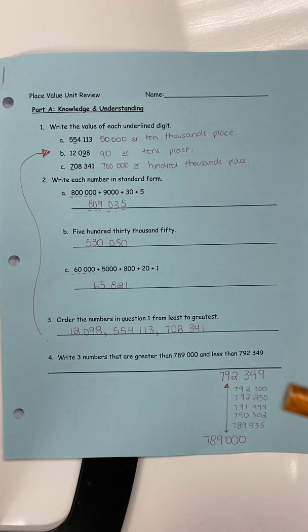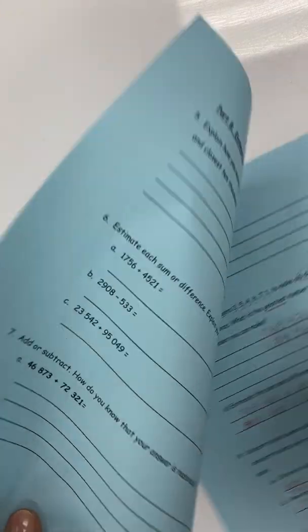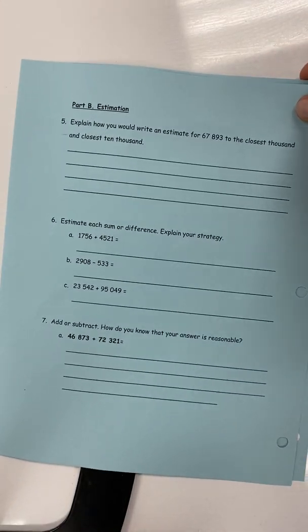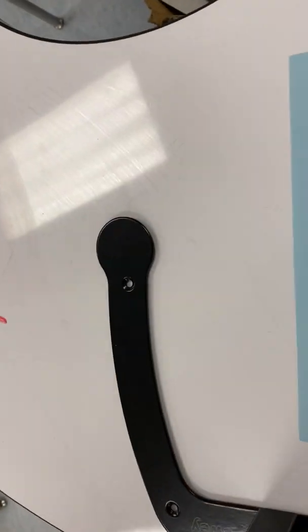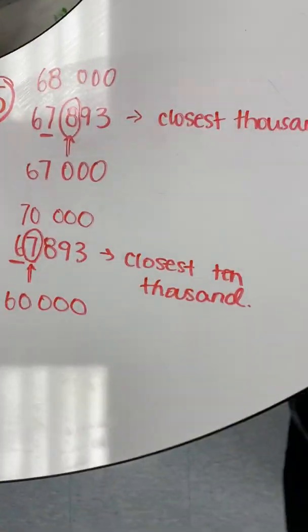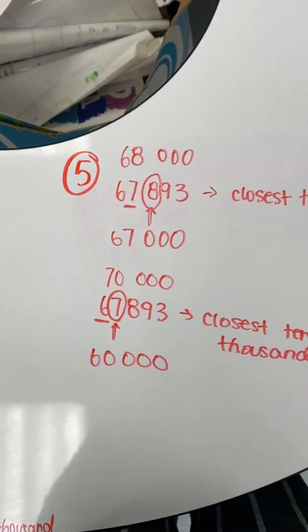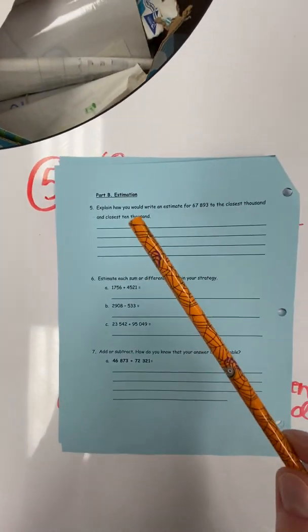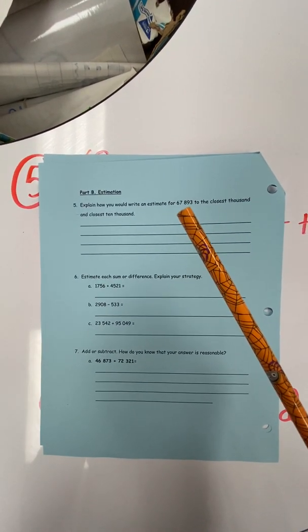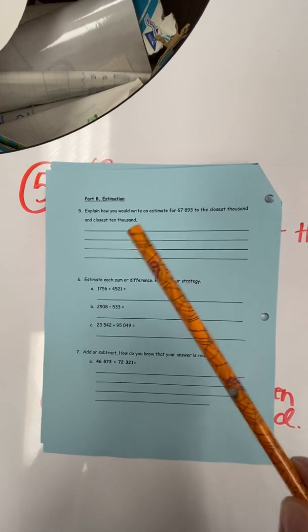Here it's asking you to write 3. So here's a few of the numbers that you could have written. There's many other numbers in between these two that you could have written. Okay, now part B is estimation, and I've actually done the estimation part on the whiteboard so we can understand it better. So number 5, it asks us to explain how you would write an estimate for 67,893 to the closest 1,000 and the closest 10,000.